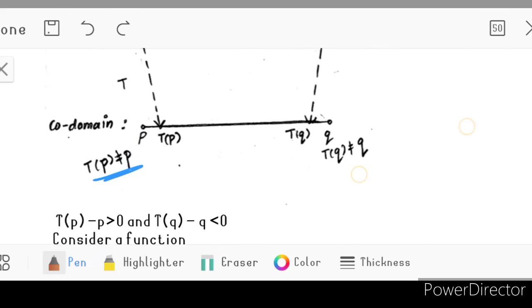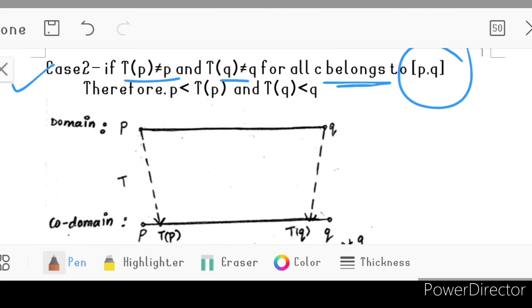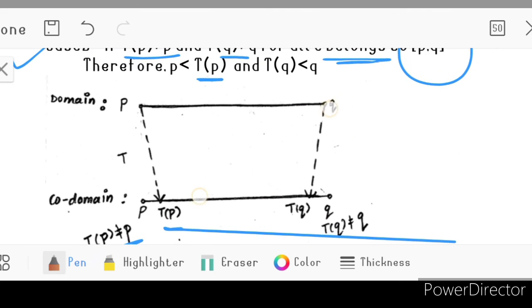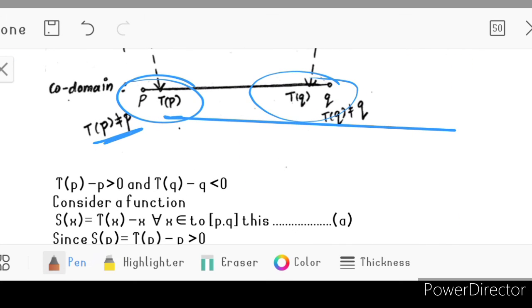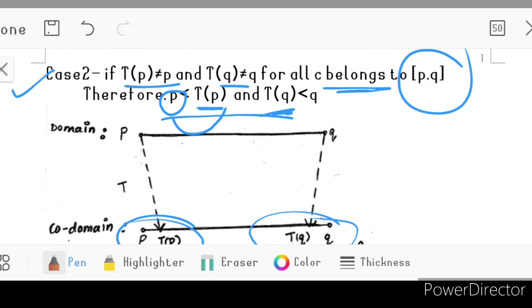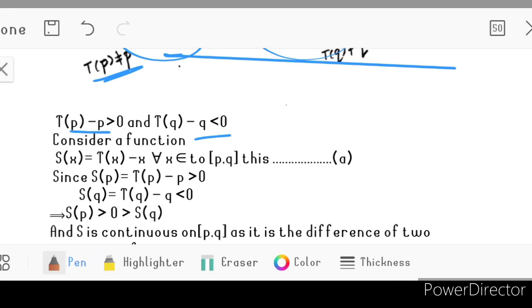From the diagram itself, you can see that this T of P is greater than P, and this T of Q is less than Q. From the diagram, it is very clear that P is less than T of P and T of Q is less than Q. If I shift this P to the right hand side, it will be T of P minus P, and that will be greater than 0. Basically we are shifting both of these terms to one side, okay? And we will get T of Q minus Q is less than 0.